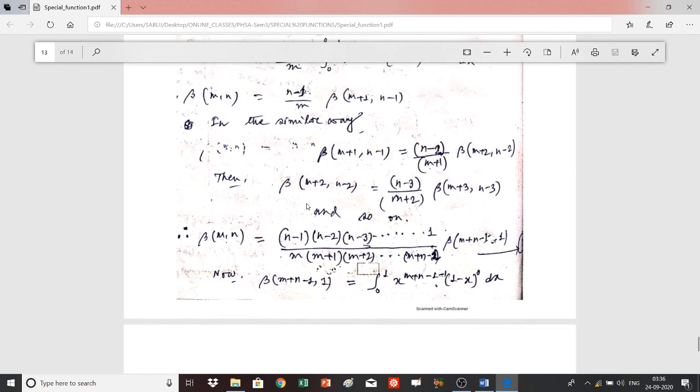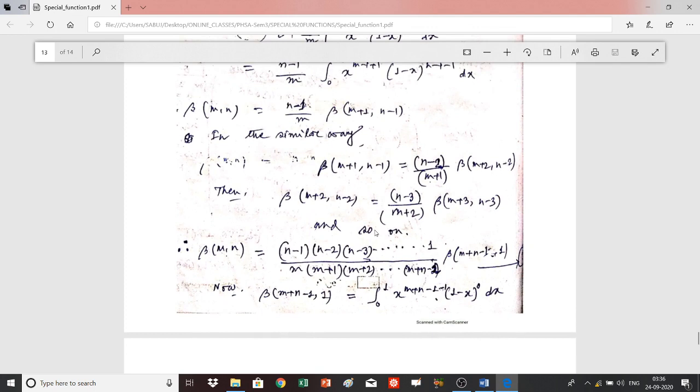Just substitute all these values. So n minus 1, n minus 2, n minus 3, in this way it goes up to 1, and here m into m plus 1, m plus 2, in this way it goes up to m plus n minus 2, and then the last term, because the last term is here 1. So in this case the last term would be 1, but see here these terms are 1 order lesser than this, so in that case it will be minus 2. So I hope you understand this, and then beta m plus n minus 1, 1.